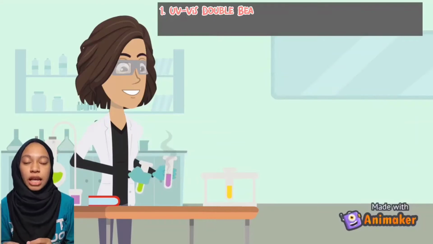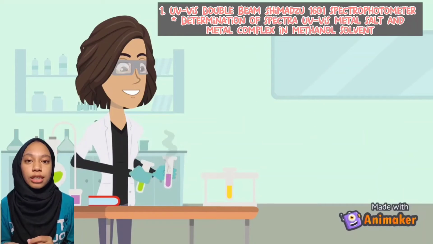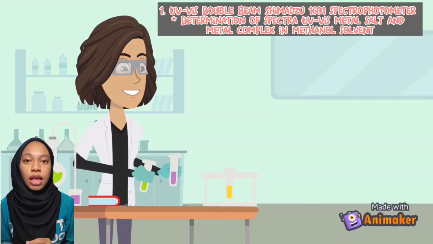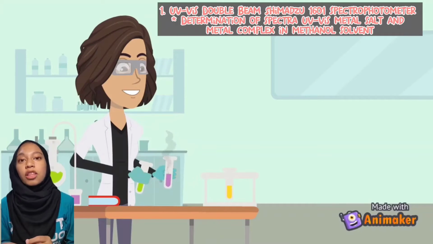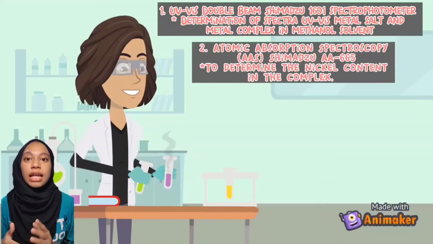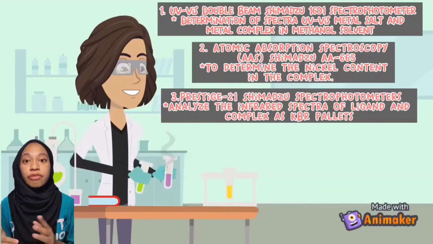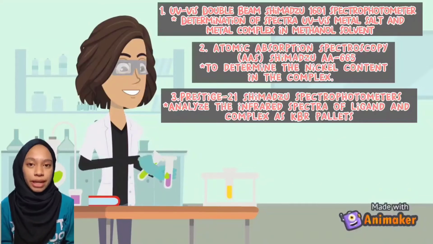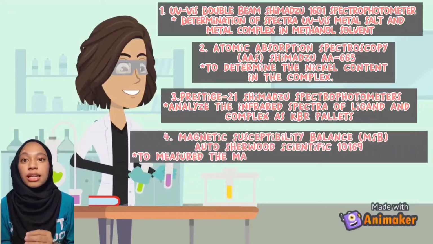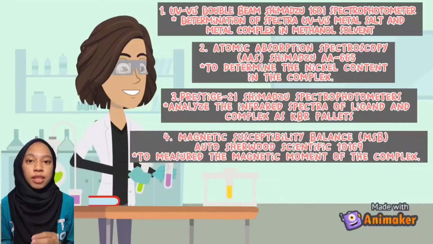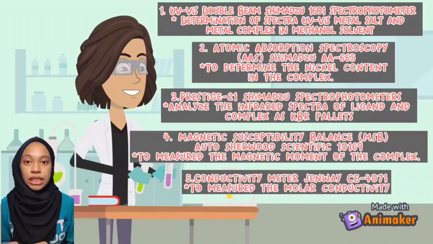For physical measurement, UV-vis double beam Shimadzu is used for determination of UV-vis spectra of the metal salt and metal complex in methanol solvent. Atomic absorption spectroscopy is used to determine the nickel content in the complex. The Prestige Shimadzu spectrophotometer is used to analyze the infrared spectra of the ligand and complex as KBr pellets. The magnetic susceptibility balance is used to measure the magnetic moment of the complex, and the conductivity meter is used to measure the molar conductivity.